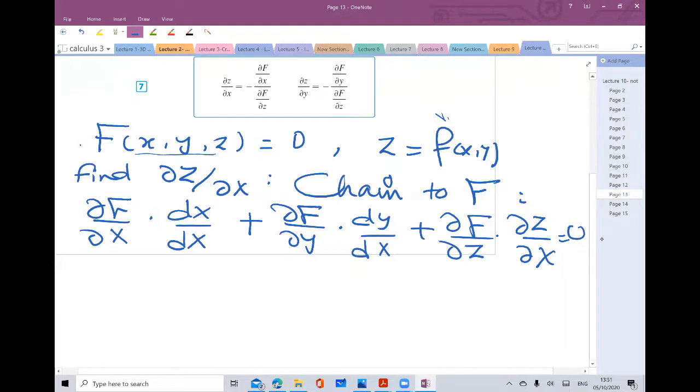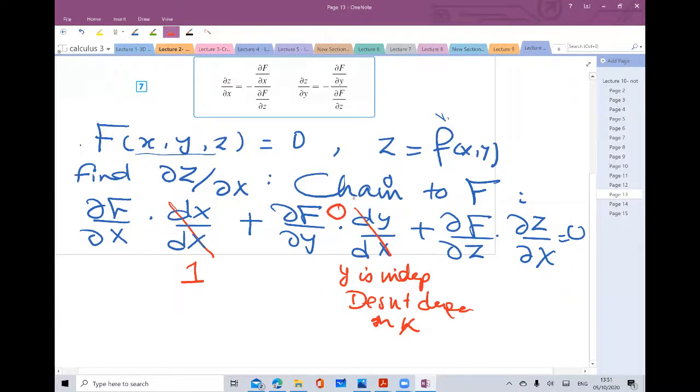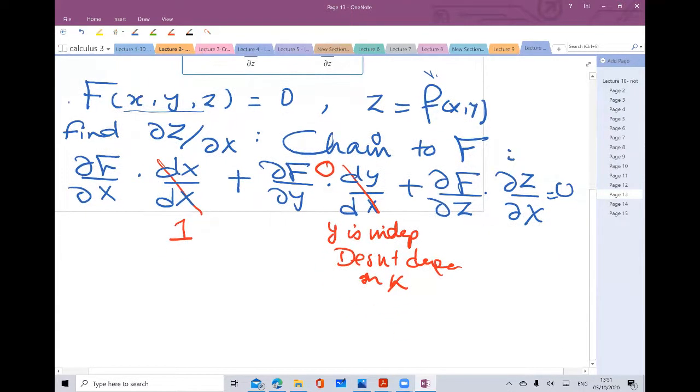Now x is the independent variable, so this is a unity, and y is an independent variable, so it does not depend on x definitely. So this term will always be 0. There is no change in y if x changes. And this is the term that is required to find. This is the term that I want to find.